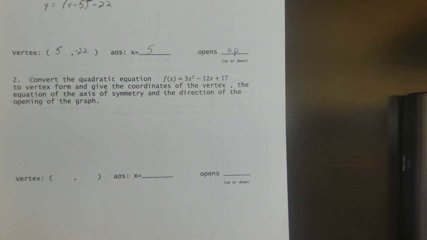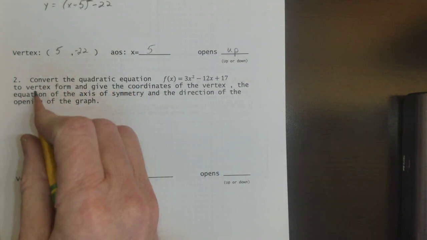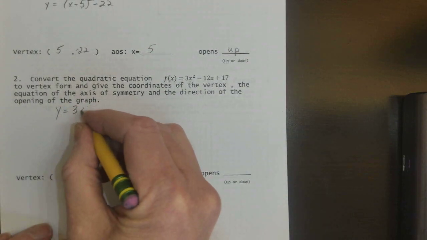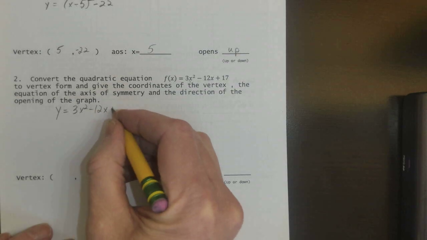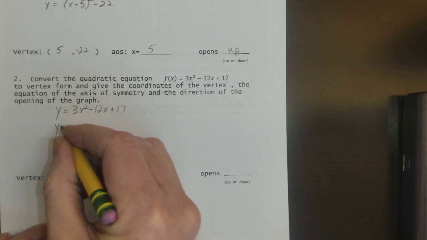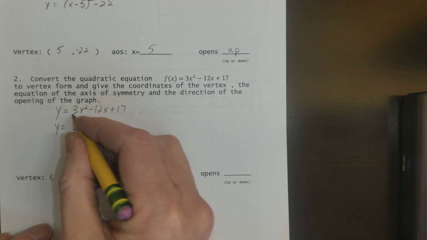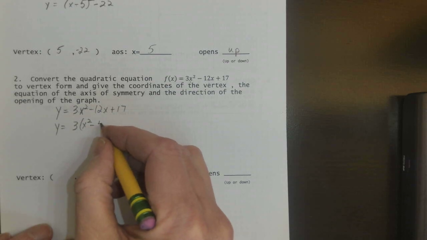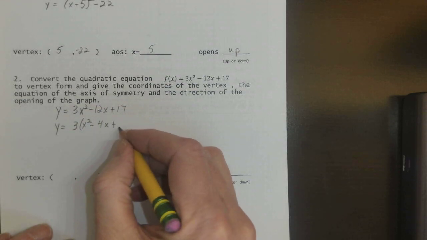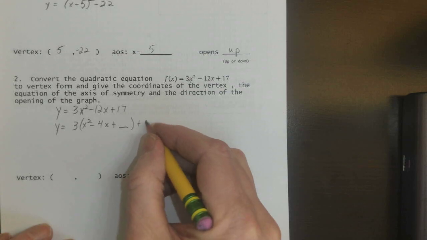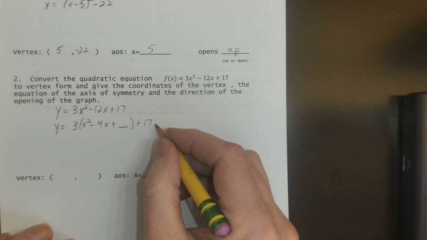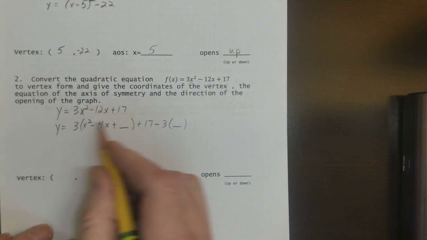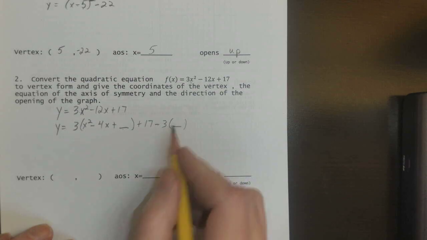Number 2, it's the same instructions. Convert to vertex form. So what I'm going to do first, though, on a problem like this, when there's a coefficient other than 1 of x squared, I'm going to factor it out of this, and I'm going to divide this out too. And then put the plus blank, and then have the plus 17 out here still. And then I'm going to subtract 3 times that blank. I have 3 times this. I want to undo it, so I'll subtract 3 times that.